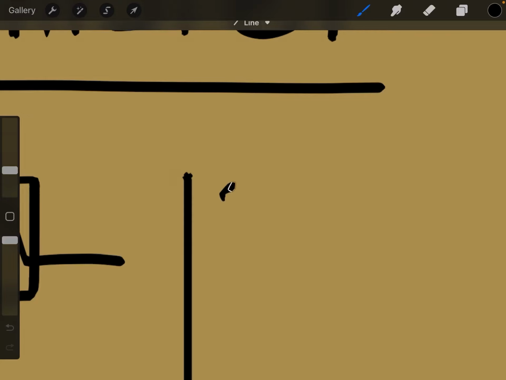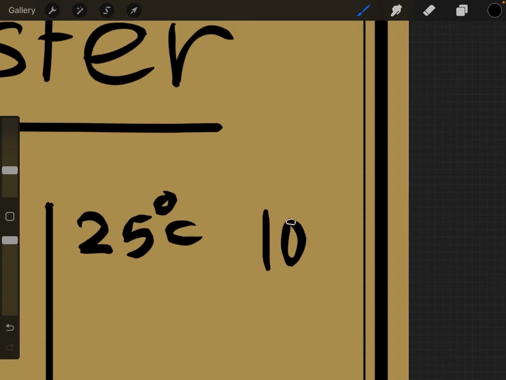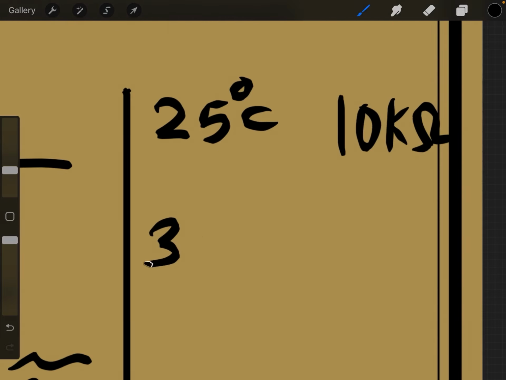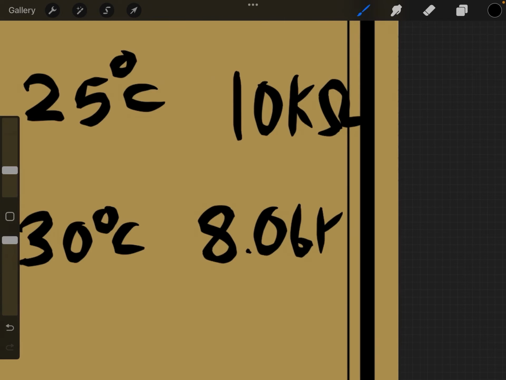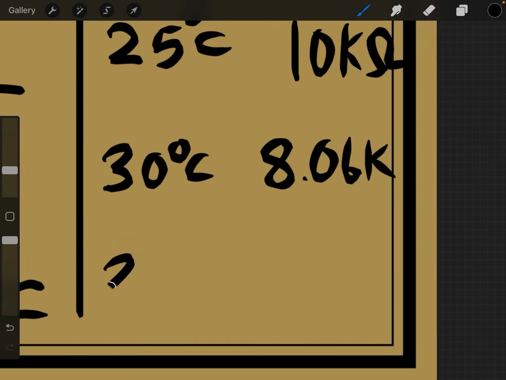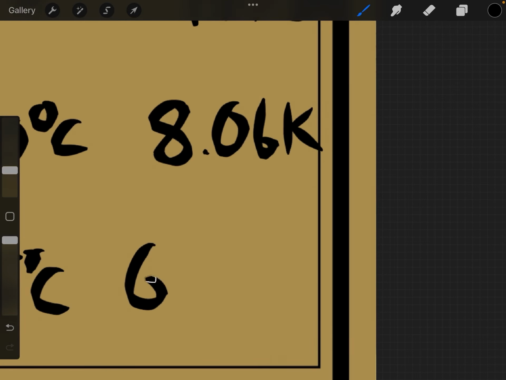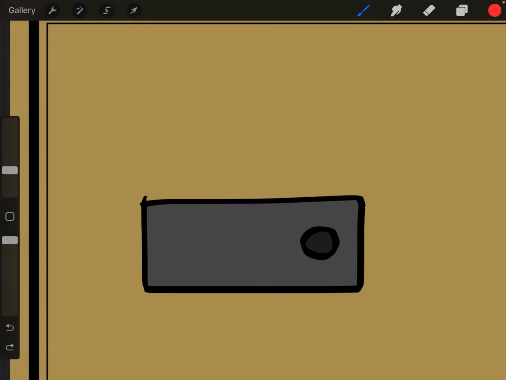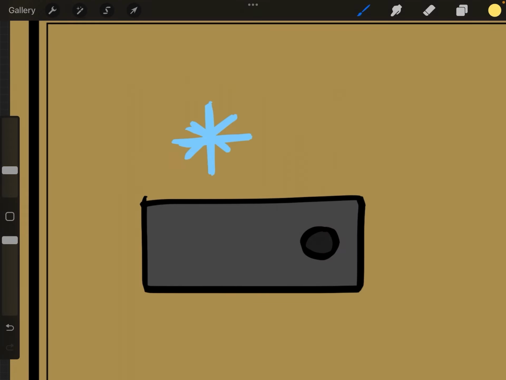So say for example, we're sitting at a cool 25 degrees, then perhaps the thermistor will have a resistance of 10 kilo ohms. But say if it gets slightly hotter, like 30 degrees, then maybe the resistance will be slightly lower. Maybe it'll be 8.06 kilo ohms. And as it keeps getting hotter, say 35 degrees, we might have a resistance of 6.5 kilo ohms. Using these components, I'm going to show you how to make a circuit that will make a light turn on when it's hot, and then turn off again when it gets cold.